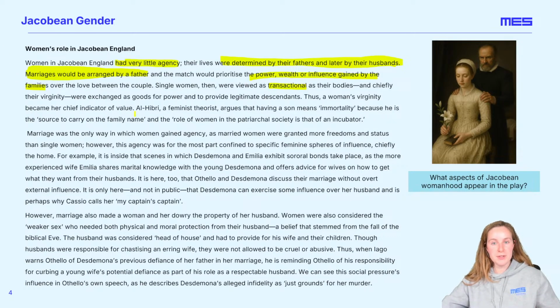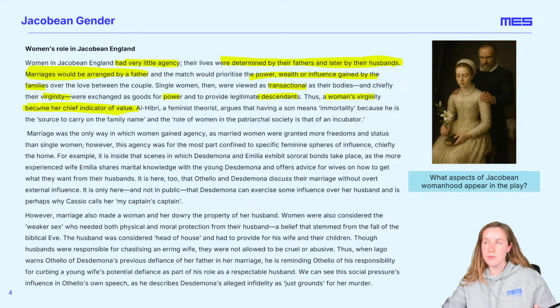Thus, we can see women viewed as transactional, this focus on virginity here as for power and descendants for men, and a woman's virginity being her chief indicator of value, right? So as soon as Othello and Brabantio think of Desdemona as not having her virginity anymore, particularly in the circumstances in which they both think she has lost it, we have this idea of her not having value to them. We can see this because Brabantio essentially writes her off, and Othello falls out of love with her and then kills her within the space of 2 days.